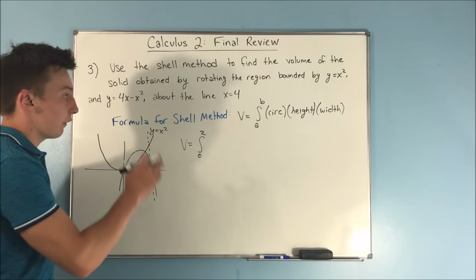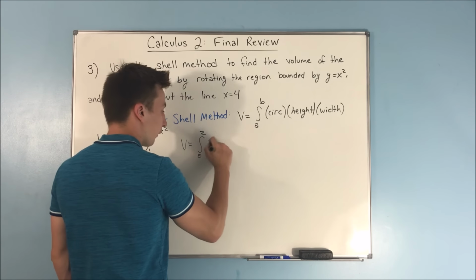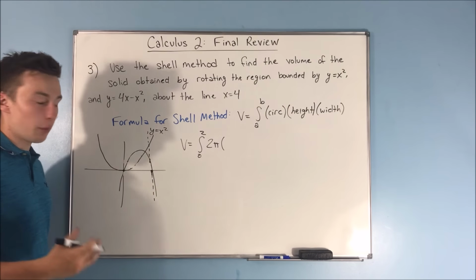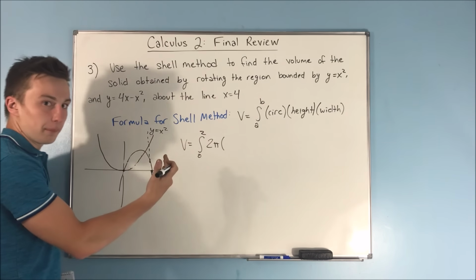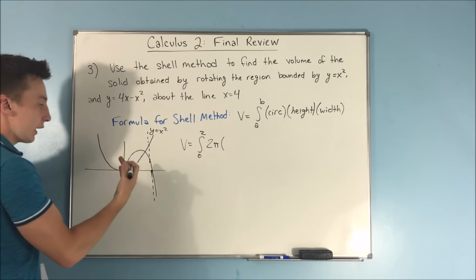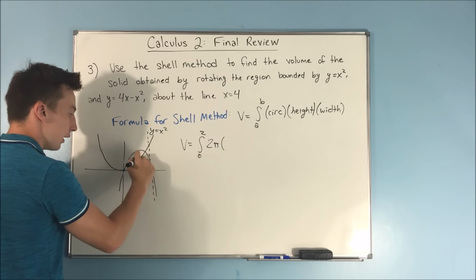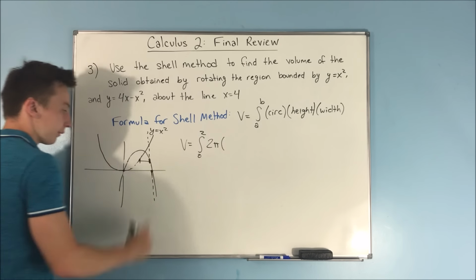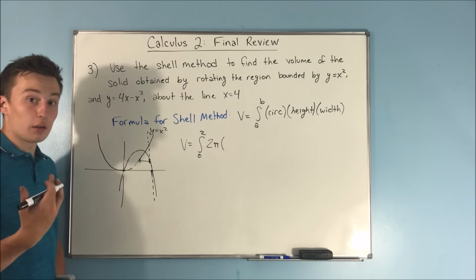So let's get on with it here. First, we have our circumference. Our circumference is 2 pi times r. Okay, what's going to be our radius? Okay, well, think of this. This is a cylinder. When we rotate it around this line x equals 4, our radius is going to be from our solid to our line of rotation.